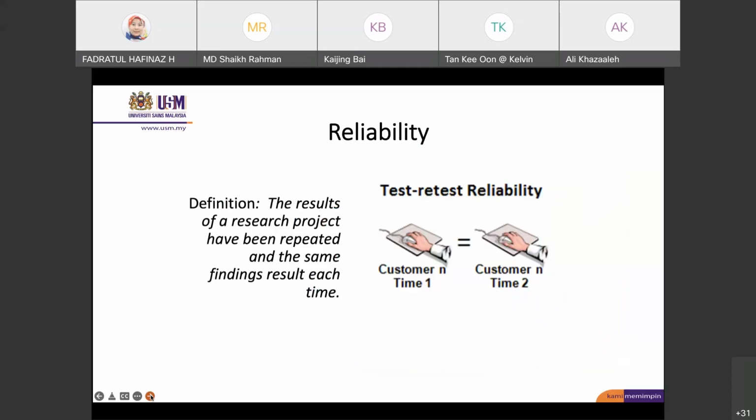Another component of science is the reliability.